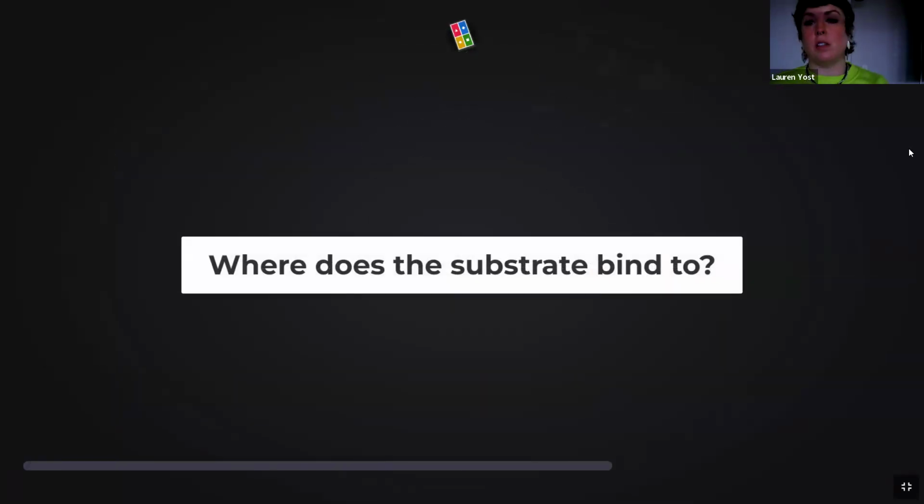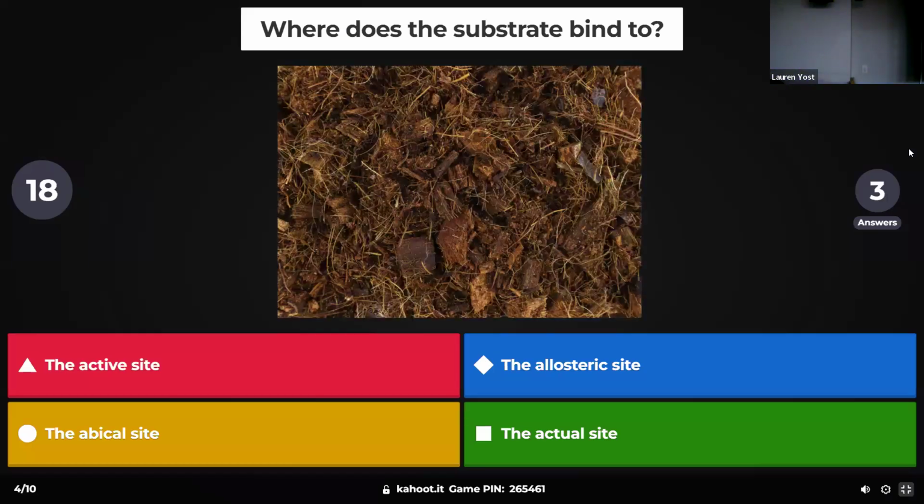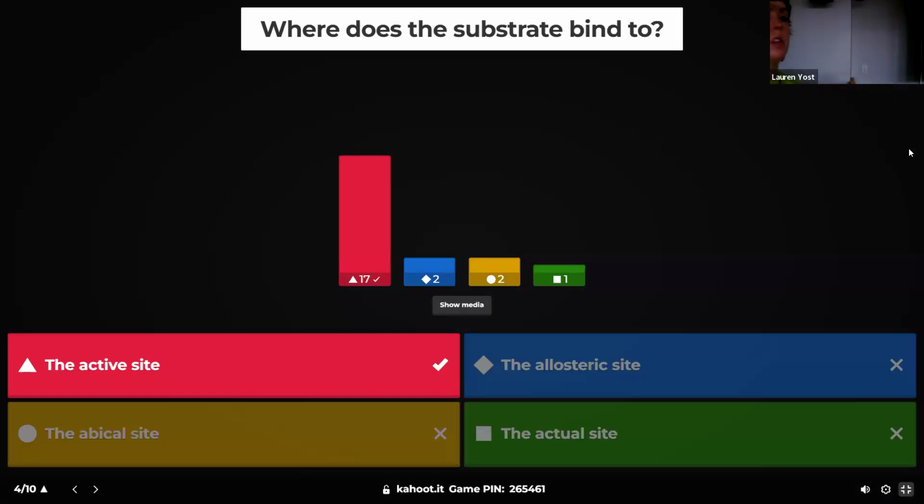All right, where does substrate bind to on an enzyme? The substrate binds to which site on the enzyme? All right, so the substrate is the molecule the enzyme is doing the work on, and that substrate binds to the active site.